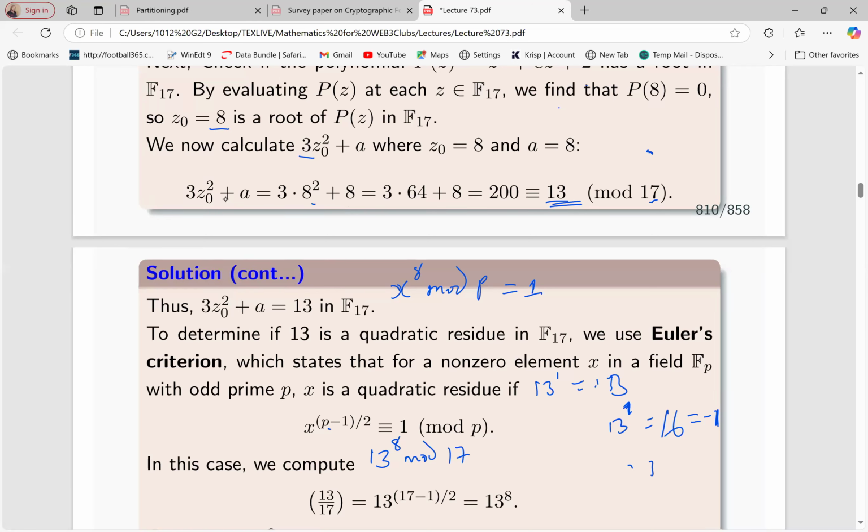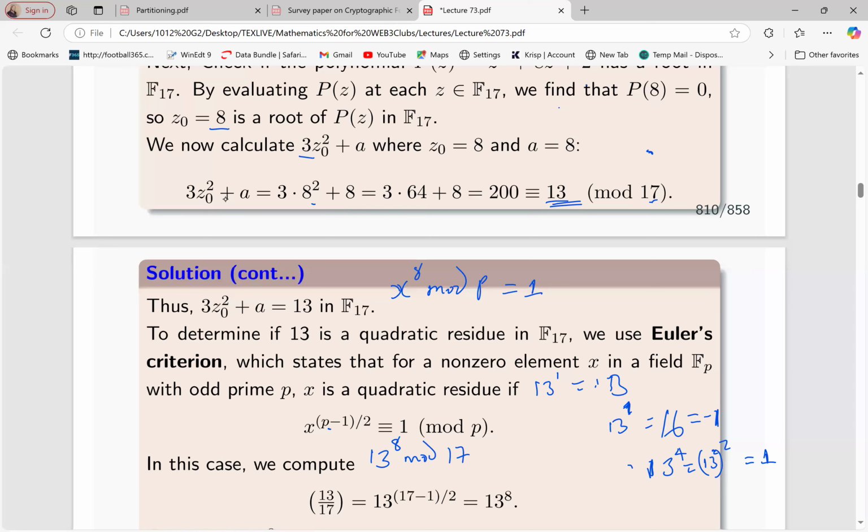Now, what about 13 raised to 4? 13 raised to 4 will be the same as 13 square, squared. 13 square is negative 1. Then when you square that, you have 1.